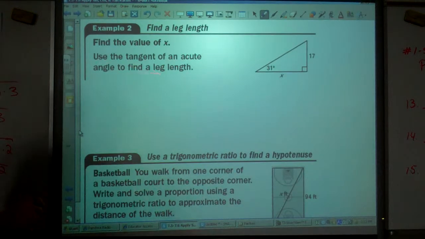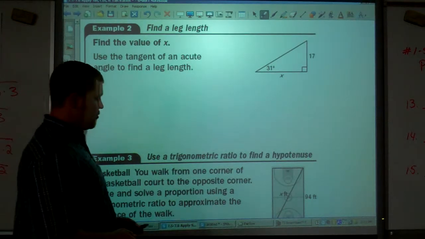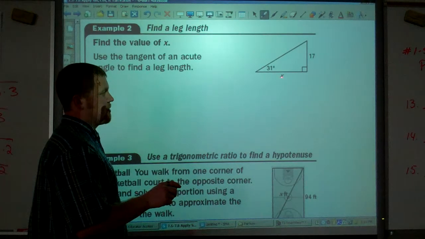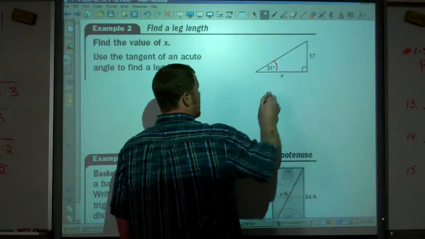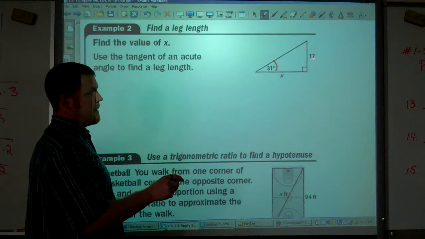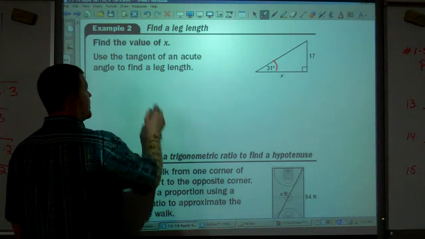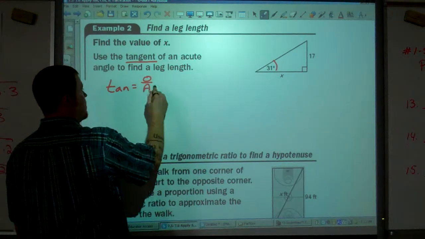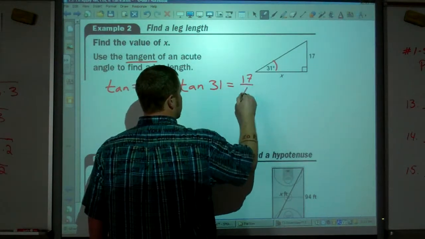Alright, find the value of x. Use the tangent of an acute angle to find the leg length. What you always want to do in these problems is you have your right triangle. We have our angle measure, we have our two sides: the side we're trying to find and the side where we have the value. Where are the sides in relation to the angle? This side is opposite, and this side is adjacent. So which trig function uses opposite and adjacent? That is tangent. Tangent equals opposite over adjacent. So the tangent of 31 equals opposite over adjacent.